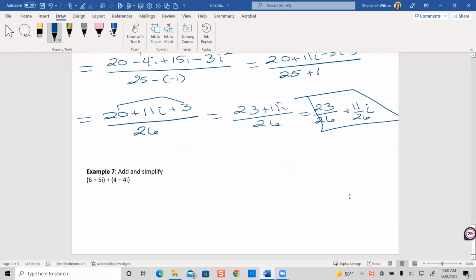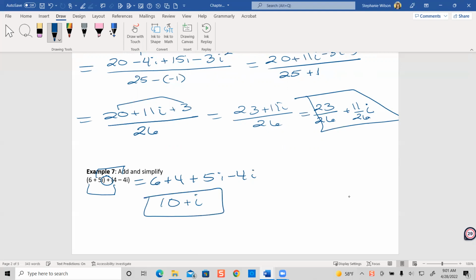Our last one here says we have a binomial plus a binomial. Since we're adding, we can only put like terms together. In this case, the real parts go together, so I have 6 plus 4, and then the imaginary parts go together, 5i minus 4i. Then clean it up: 6 plus 4 is 10, and 5i minus 4i gives us i. And that is our answer.